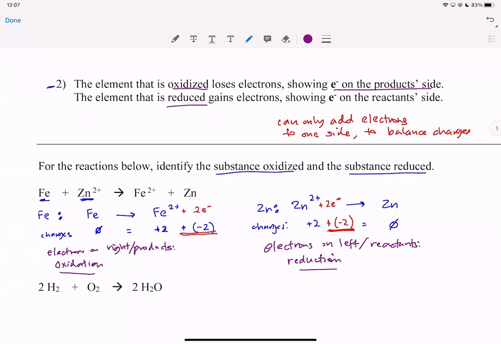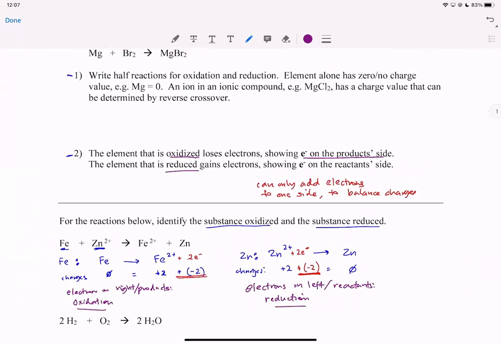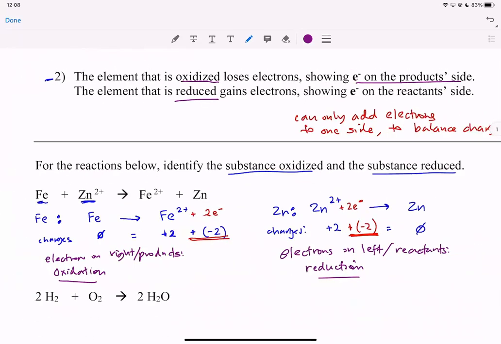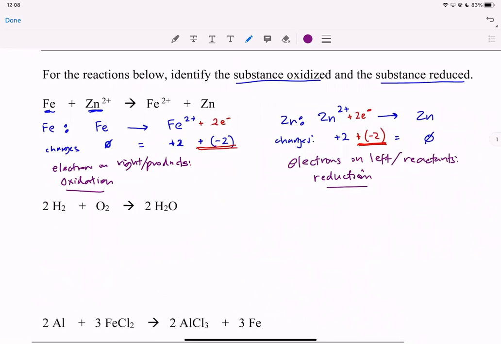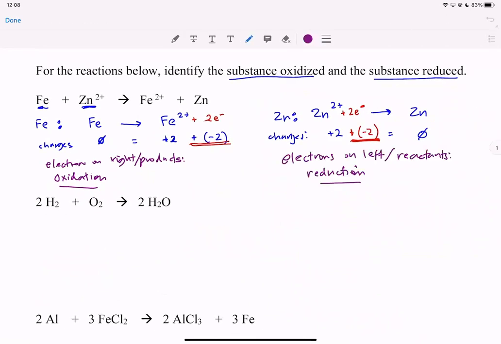Okay, so what you're doing is you are figuring out your two half reactions, and that is by following the fate of one element. So I just looked at the iron, or I just looked at the zinc. And then you've got to look at which side the electrons are on to figure out if it's oxidation or reduction.